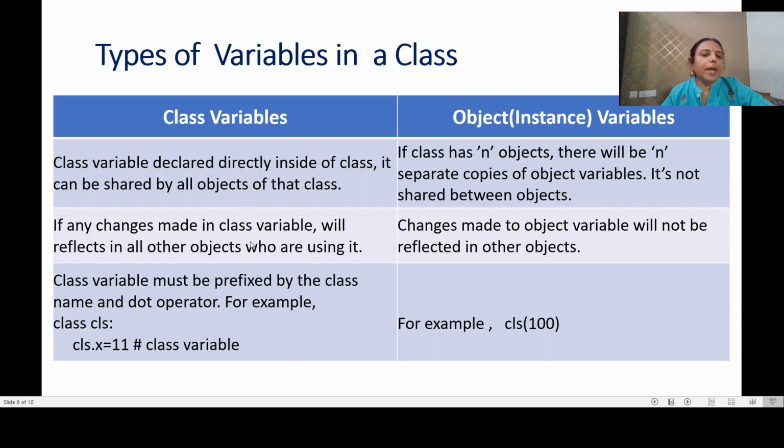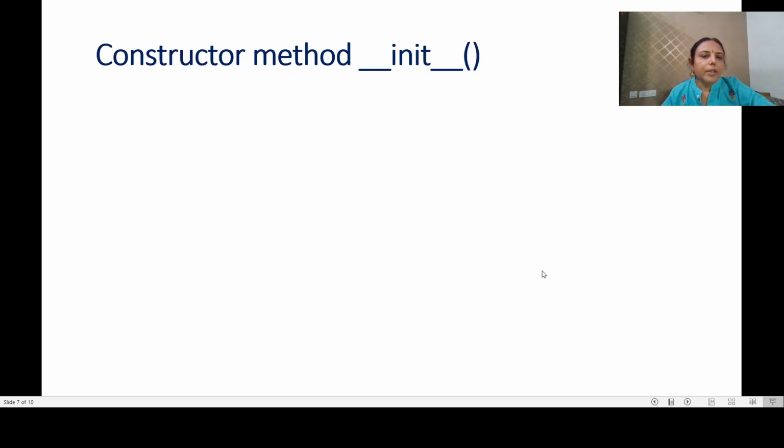If any change is made in the class variable, it will reflect in all other objects. Changes made to one object variable will not be reflected in other objects because object variables are independent. A class variable must be prefixed by the class name and the dot operator. And for the object variable, how do you create an instance variable? You give the class name and you can pass the parameter. So we will look into two important methods, that is init, which is called the constructor method, and another one is the destructor method.